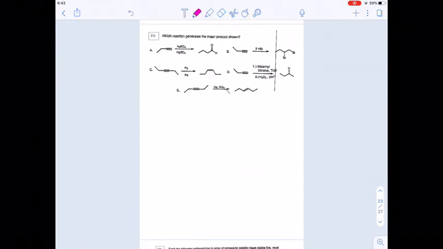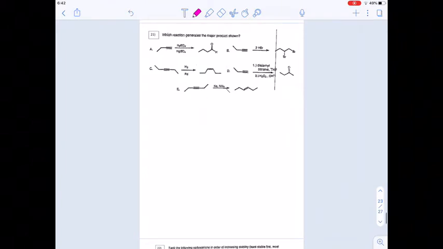Okay, so number 21 asks, which reaction generates the major product shown? So you have to know what all of these reactants do and if the product is correct or not. So if you guys have been checking the key, this came from, I believe, the fall 2007 exam of O'Connor's old exams for 307. There was a mistake in this key. They put the answer as A, but it's actually E. And I'm going to go ahead and go into why. So when you are treating an alkyne with H2SO4 over HgSO4, you will never get an aldehyde.